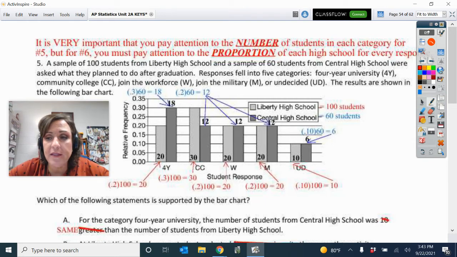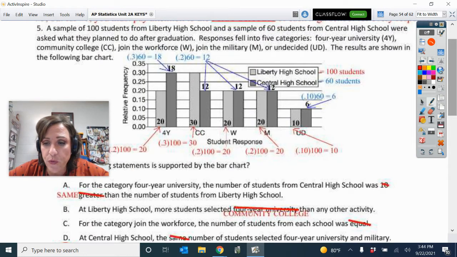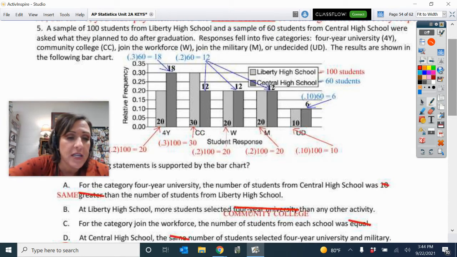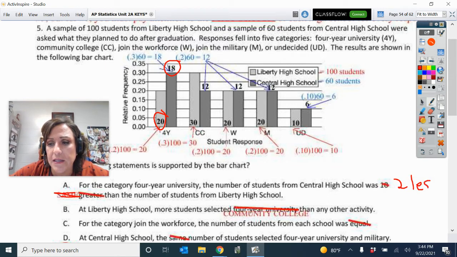All right. So then when we go to these answers below, you can see that I went through and broke these down. The category four-year university, the number of students from Central was the same as the number of students. Oh, it's not the same. And it's not 10 greater. It's 2 less, right? The number from Central is 2 less than the number from Liberty. I don't know where they got that answer of the same from. Okay. And then, the next one and so on.